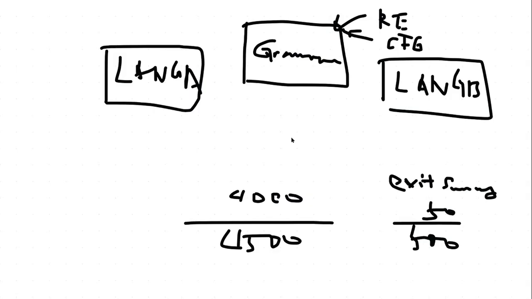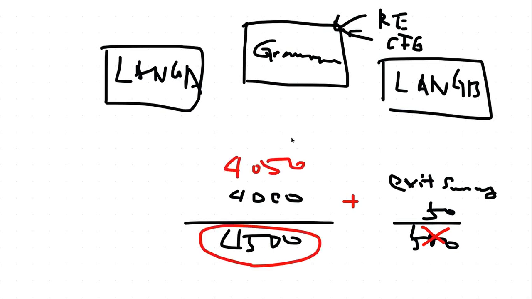But what will happen is this base point will not be counted. So eventually you will get 4,050 divided by 4,500. The base point we only calculate the rest of the course, and the exit survey part, the base point will not be counted. So this part will become just a bonus.